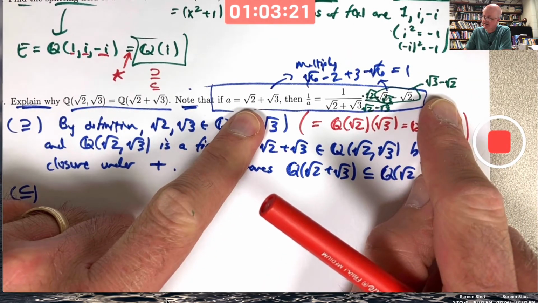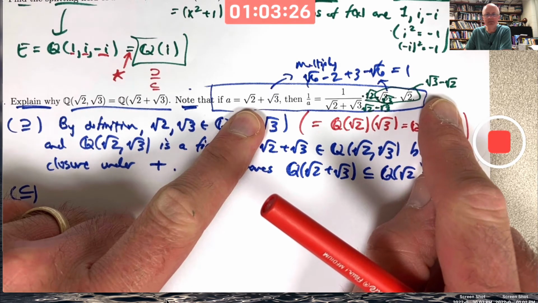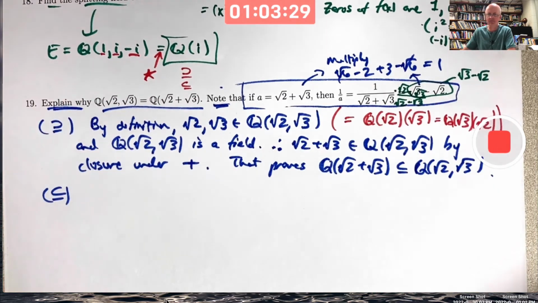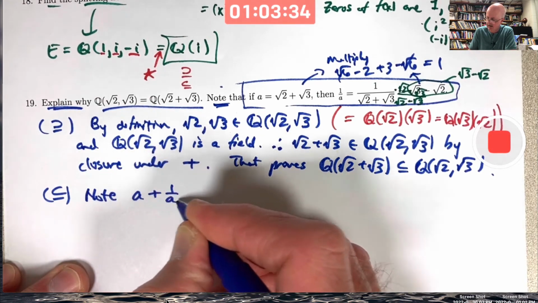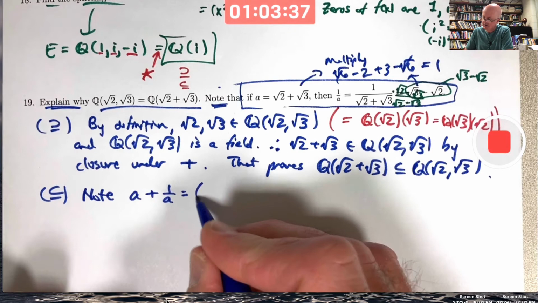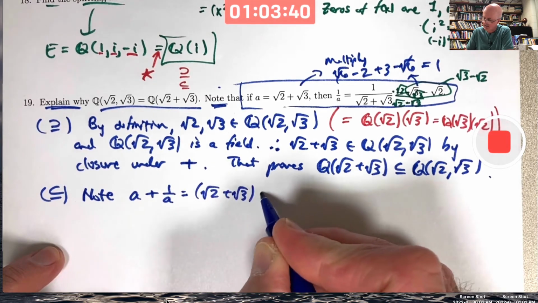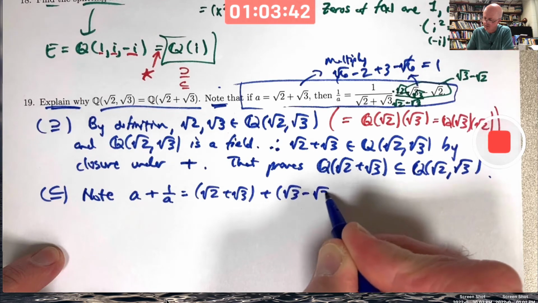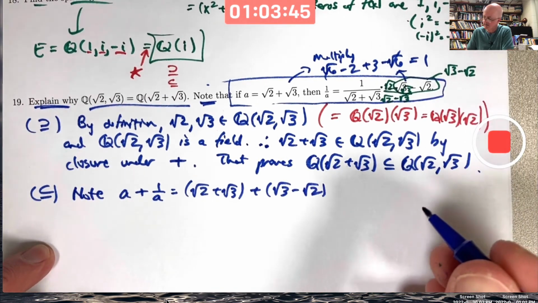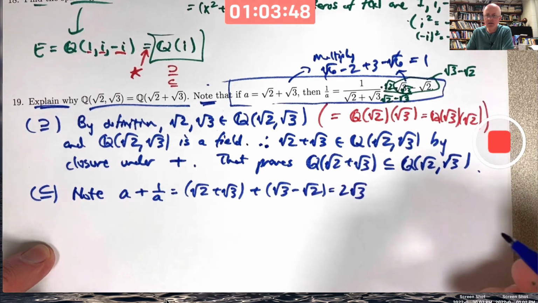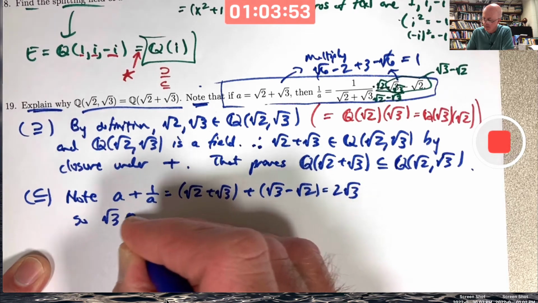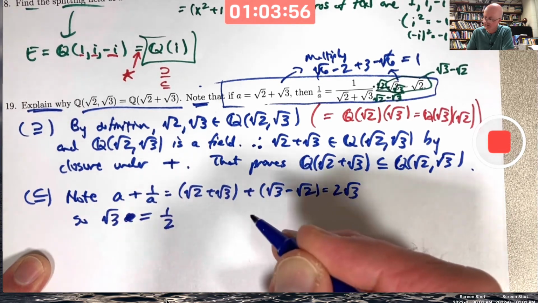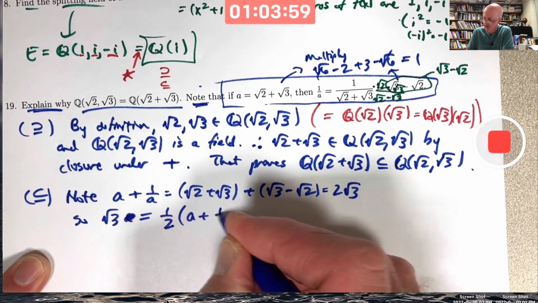Think about this. Notice something. If you added a and 1 over a, the square root of 2's would cancel. Note a plus 1 over a is square root of 2 plus square root of 3 plus square root of 3 minus square root of 2. The square root of 2's cancel, leaving you with 2 root 3. So root 3 is 1/2 times a plus 1 over a.